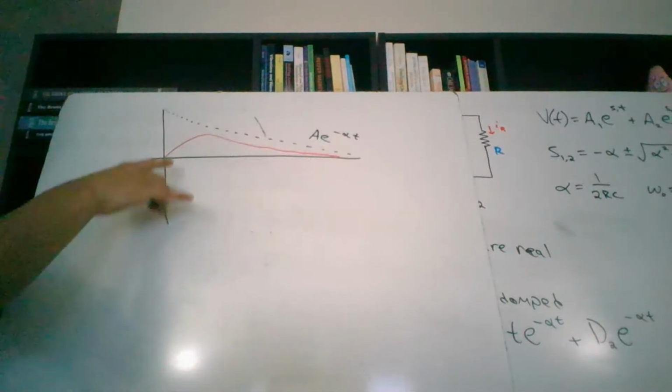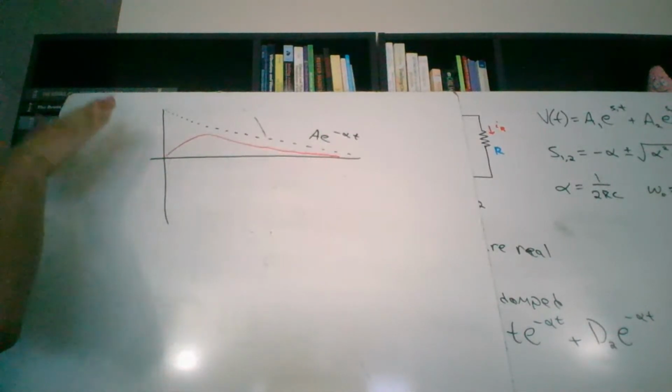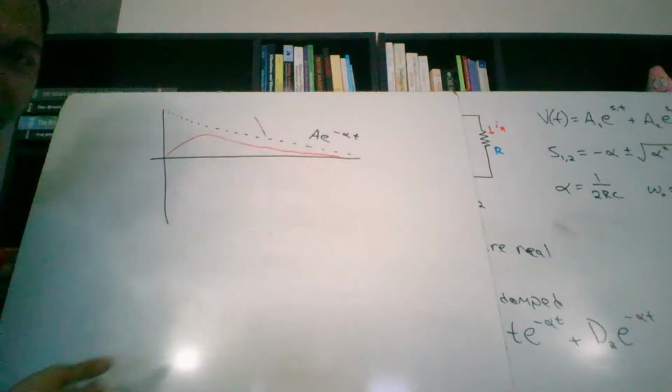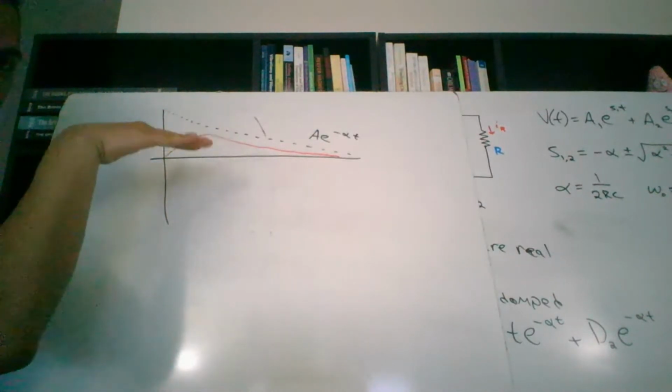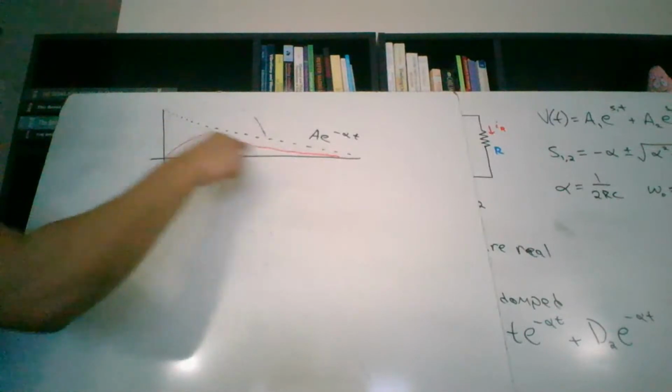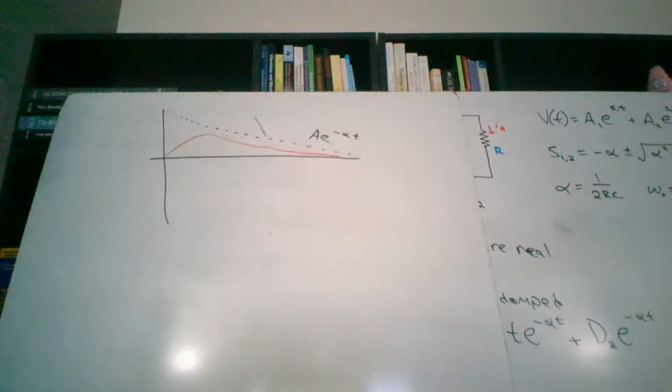It's called an overdamp because it flattens out quickly. It doesn't do the oscillation that you're used to seeing. So even before it can spring back up, it just decays downwards. And that's it for the overdamped situation.